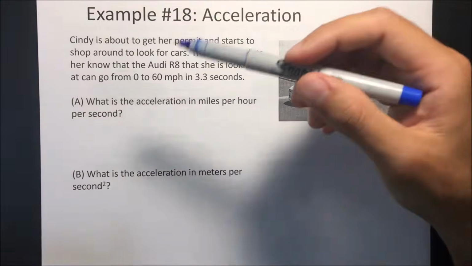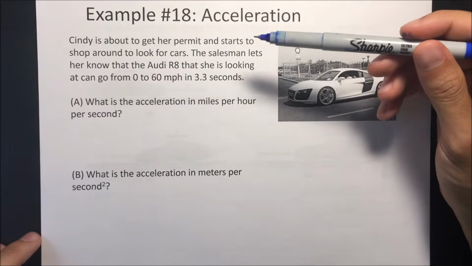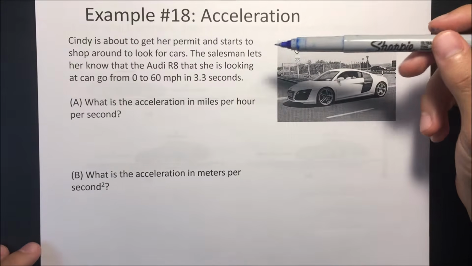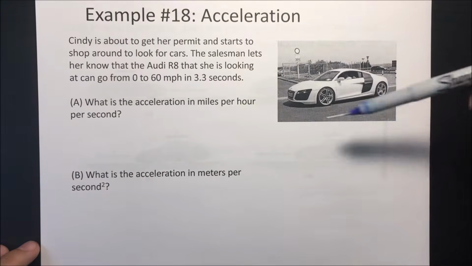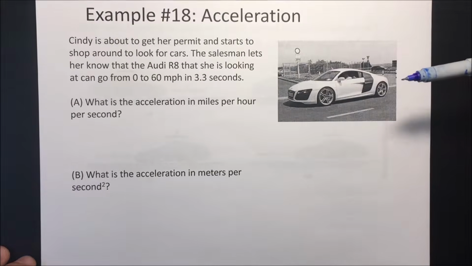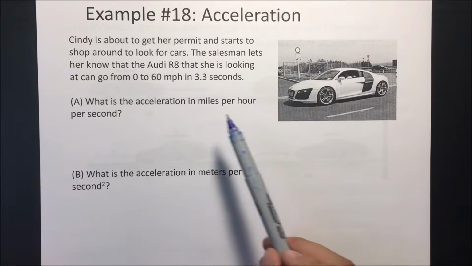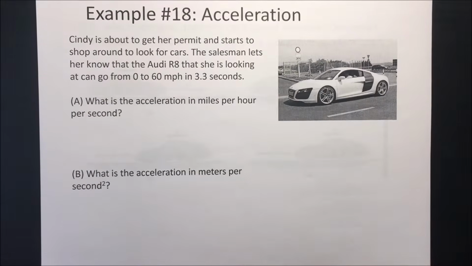All right. So back here, Cindy is about to get her permit and starts to shop around to look for cars. The salesman lets her know that the Audi R8 that she is looking at can go from 0 to 60 miles per hour in 3.3 seconds. Ooh, maybe she's pretty rich. What is the acceleration in miles per hour per second?